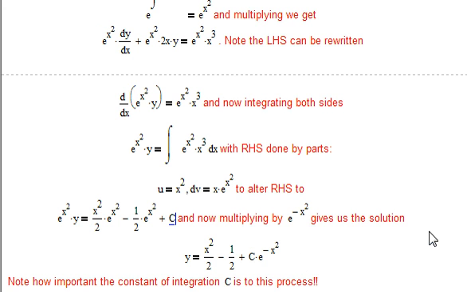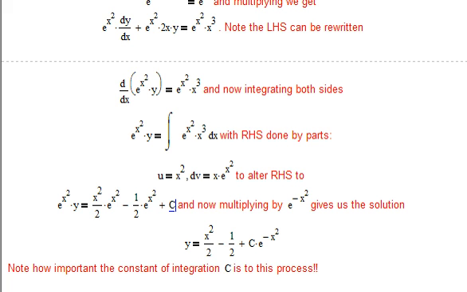And note how important it is to this process that we absolutely needed to put this c here. I know there are times in calculus when you wonder, why do I have to keep putting in this c? But there was a reason behind that.